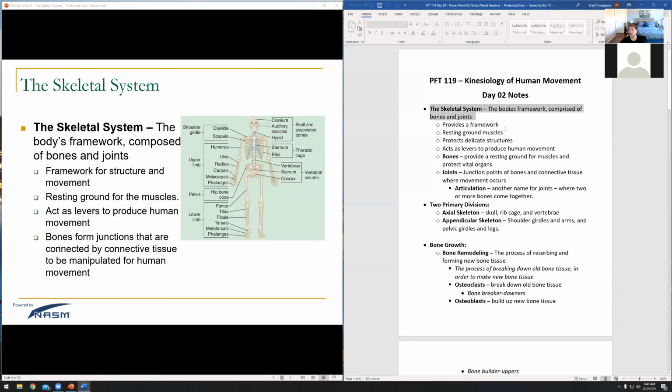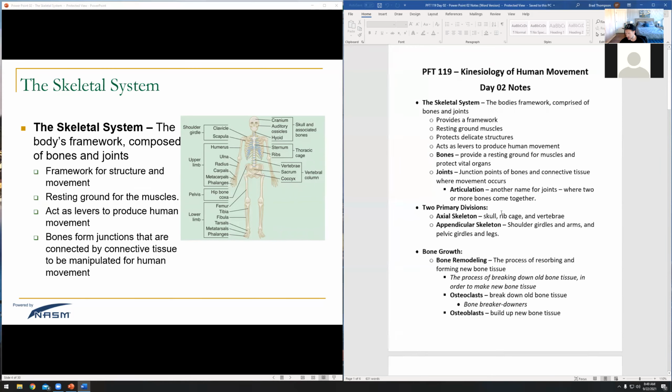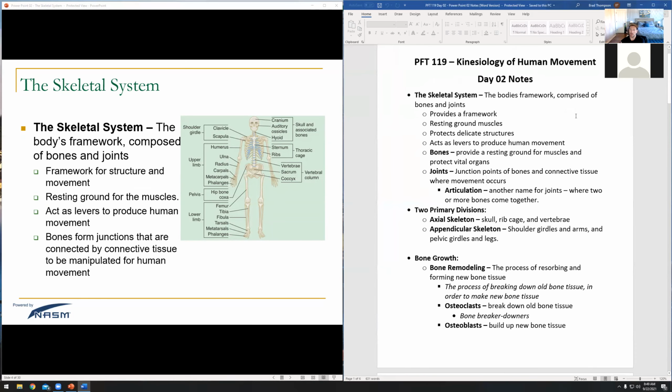So we'll give it a definition at the top. I love to start my notes with definitions. I just realized I need to zoom in. There we go. So your skeletal system is your body's framework, right? It's going to be comprised of all of your bones and all of your joints, right?